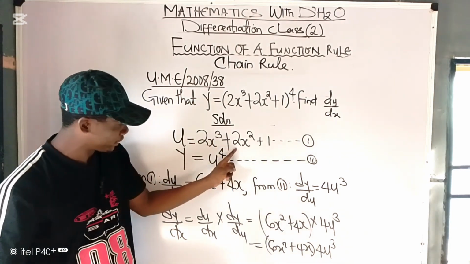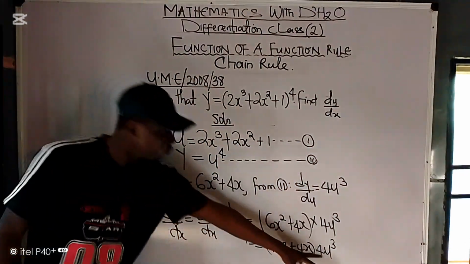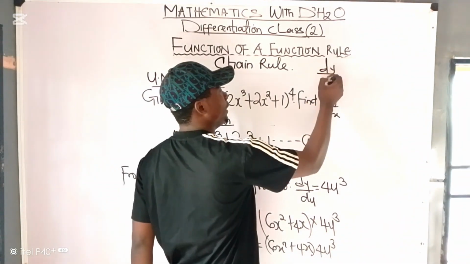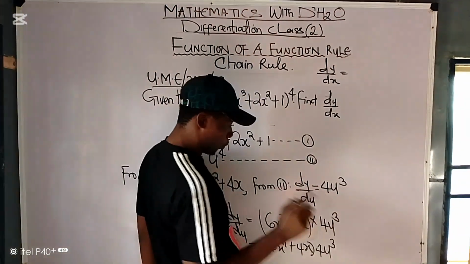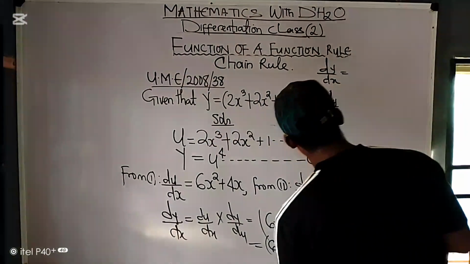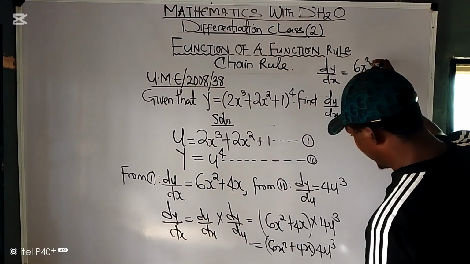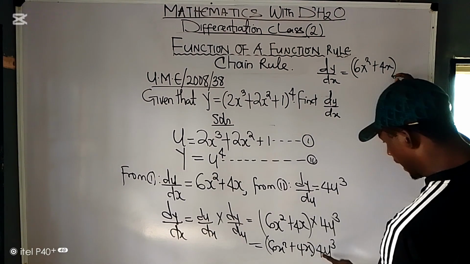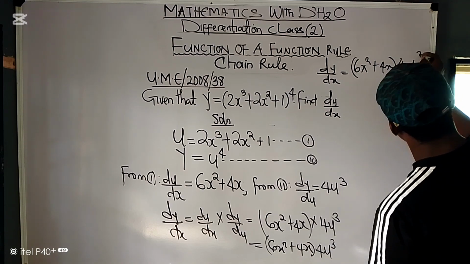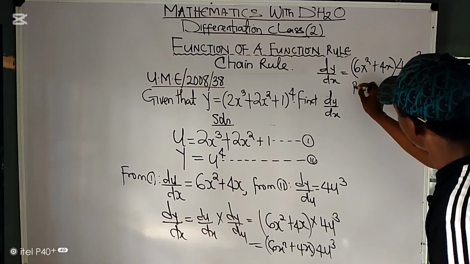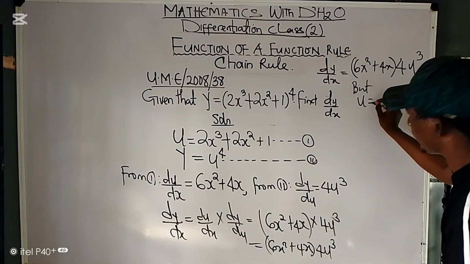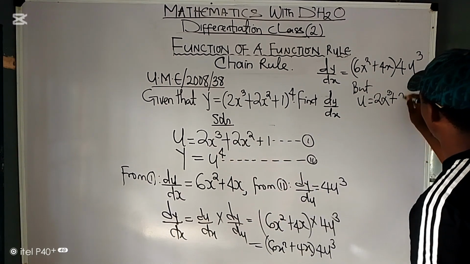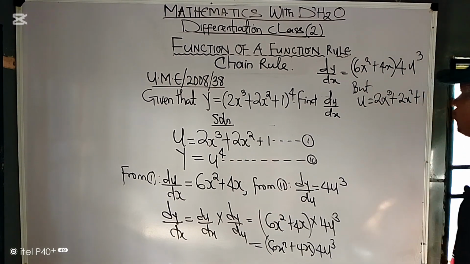Remember that u is this. So we simply carry this and put it here so that your dy over dx will be equal to what? Remember, we have 6x squared plus 4x together, then you have 4u raised to the power of 3. Remember, u is equal to what? 2x cubed plus 2x squared plus 1.